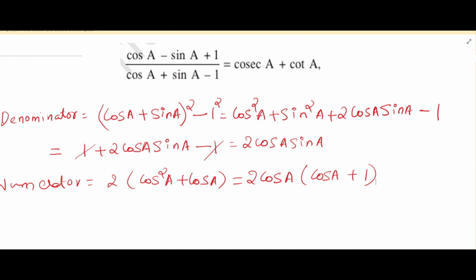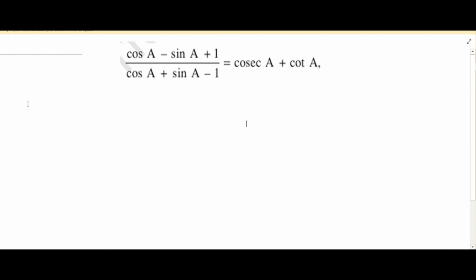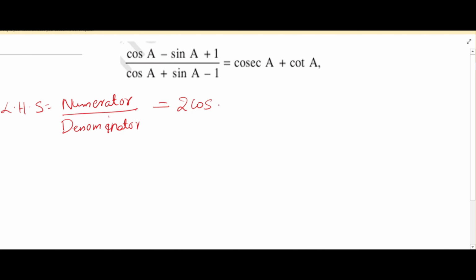Our LHS is numerator divided by denominator. So it becomes numerator 2 cos A into (cos A plus 1) by 2 cos A sin A. From the numerator and denominator, 2 cos A cancels.